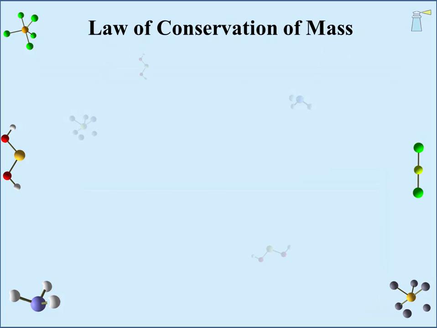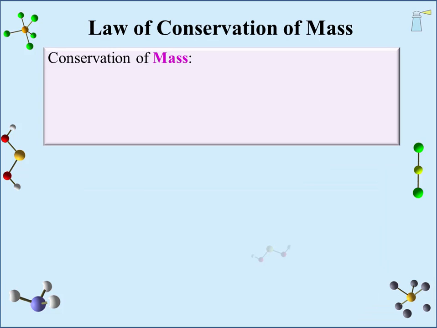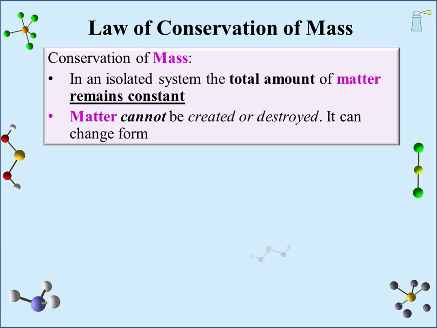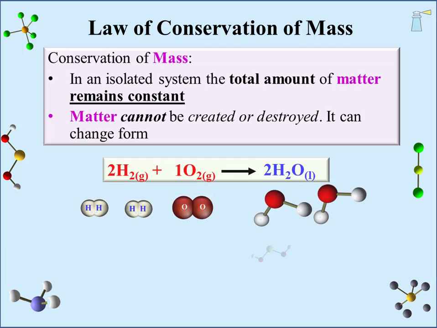The balancing of chemical equations follows from the law of conservation of mass. That law states that in an isolated system, the total amount of matter remains constant. Another way of saying that is that matter cannot be created or destroyed. It can change form. Bringing up the formation of water equation, along with a cartoon representation of atoms involved in the reaction, shows that the mass of the reactants is equal to the mass of the products.